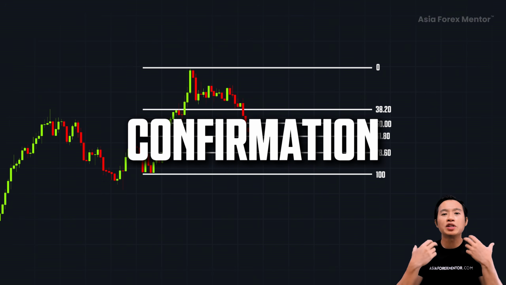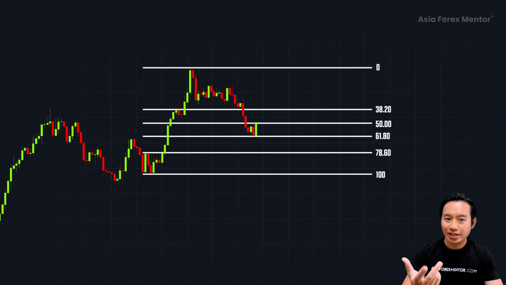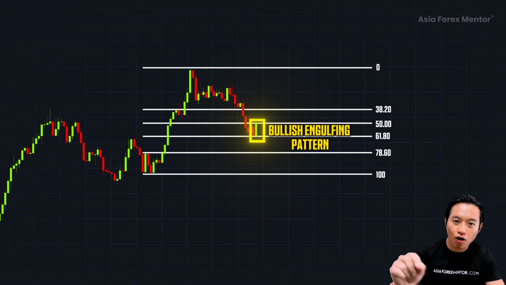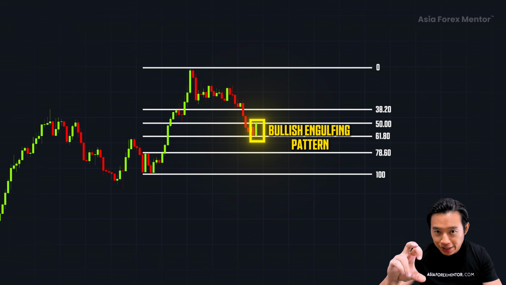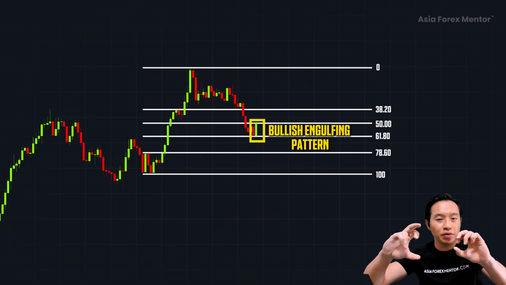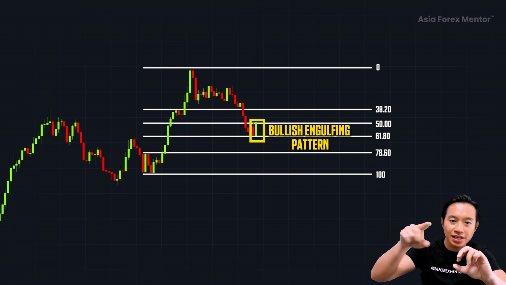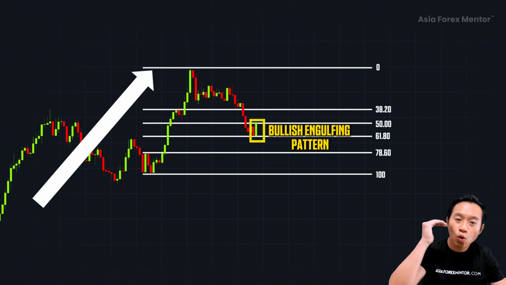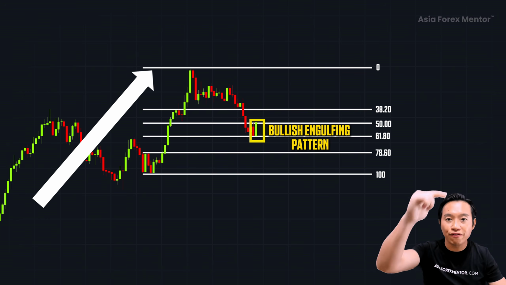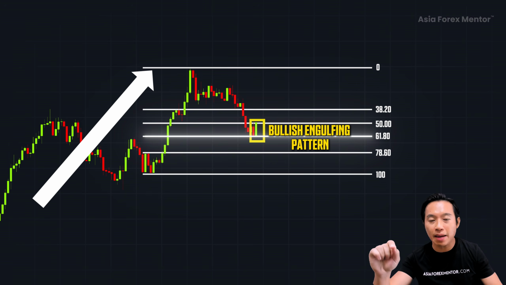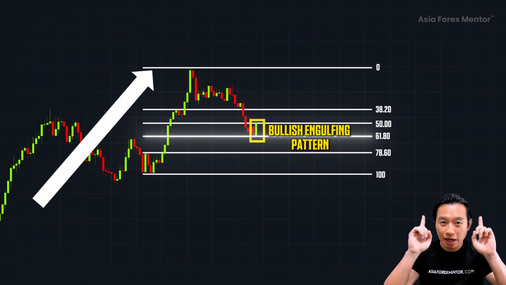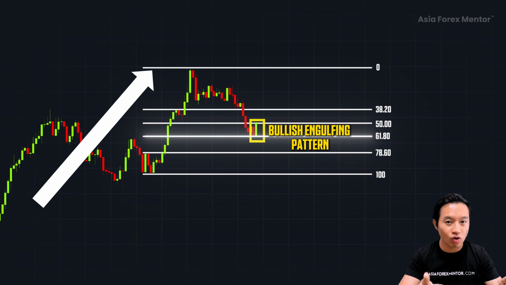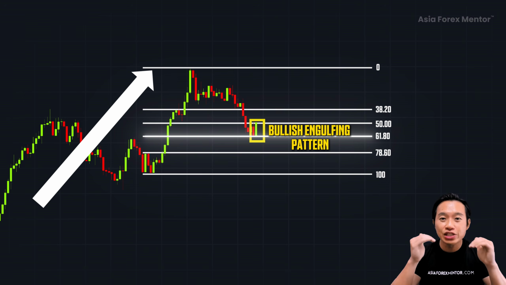So confirmation means what? Candlestick patterns. So for example, a bullish engulfing candle that forms, right? This bullish bar wraps up all the previous bars, it engulfs them. A bullish engulfing pattern is already good. Now with the confluence of the Fibonacci 61.8% level, that is one of the best ratios, the 50 and the 61.8% level. So that is your confirmation.